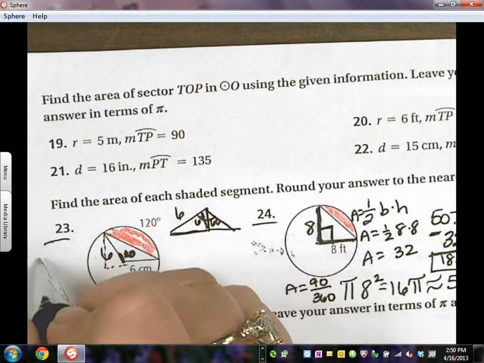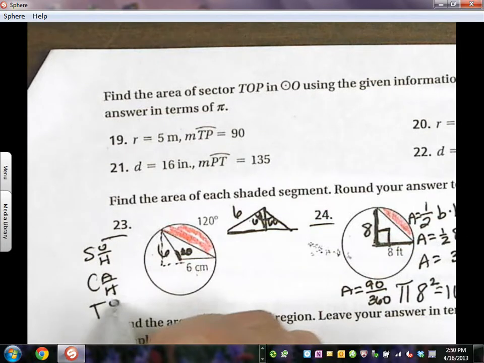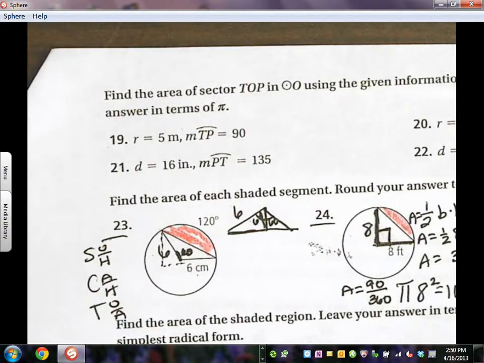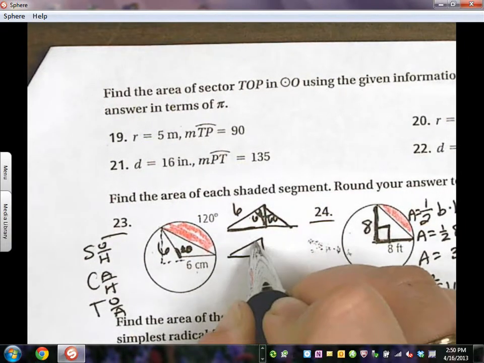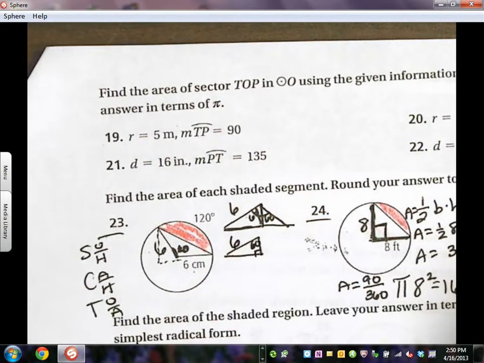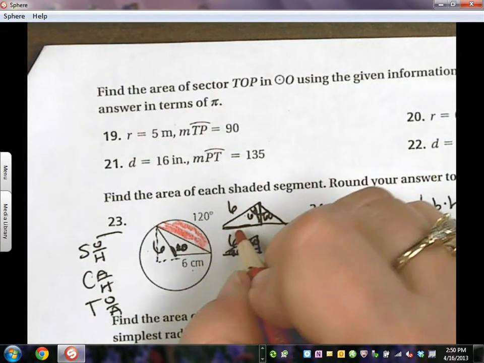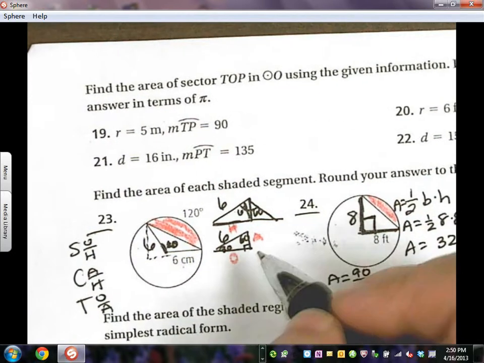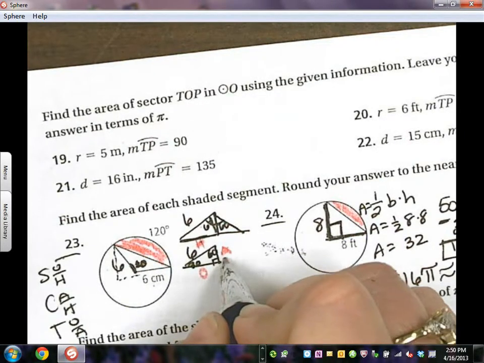So let me write my mnemonic over here. Now, if you happen to know 30, 60, 90 triangles, you can do this much quicker, but I'm going to go under the assumption you don't. So here's my 30, 60, 90. That means this is 30. So let's label our H, our O, and our A. H, A, O. So I'm going to do H and A first. Let's find the height. Which of these is H and A?